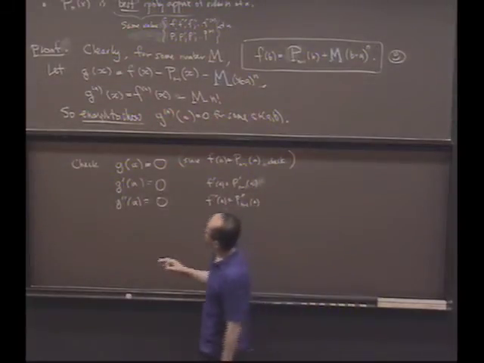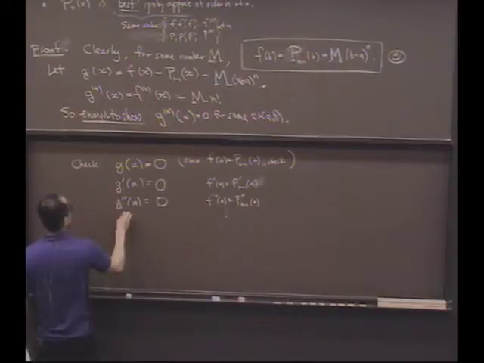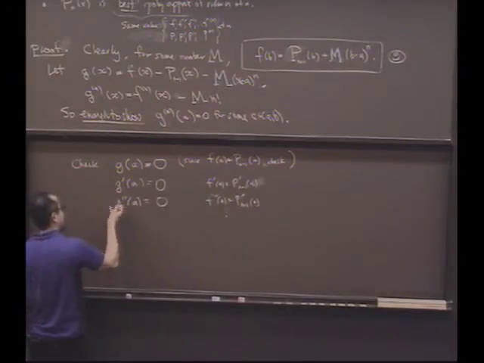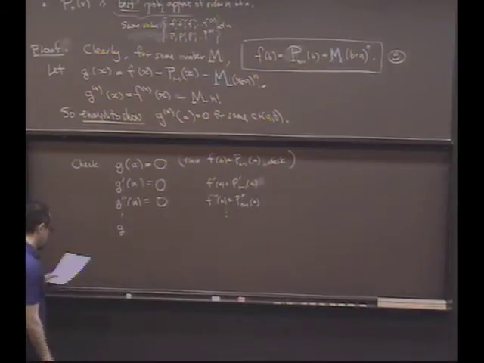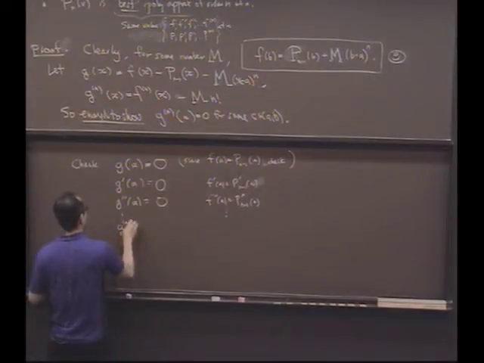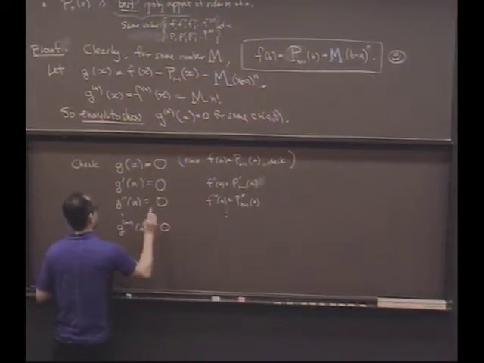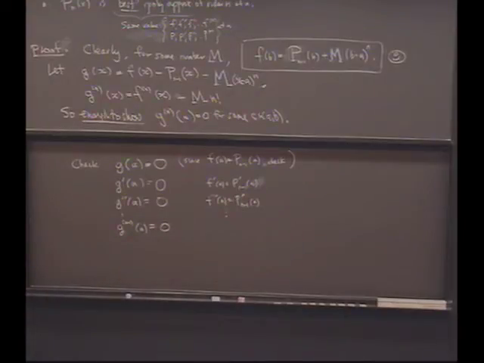So in fact, what I've done is I've constructed a function that's very, very flat at a, right? I mean, up through the n minus 1th derivative. Okay? So this is an important fact. G is very, very flat at a. Okay. Well, what else do you notice?